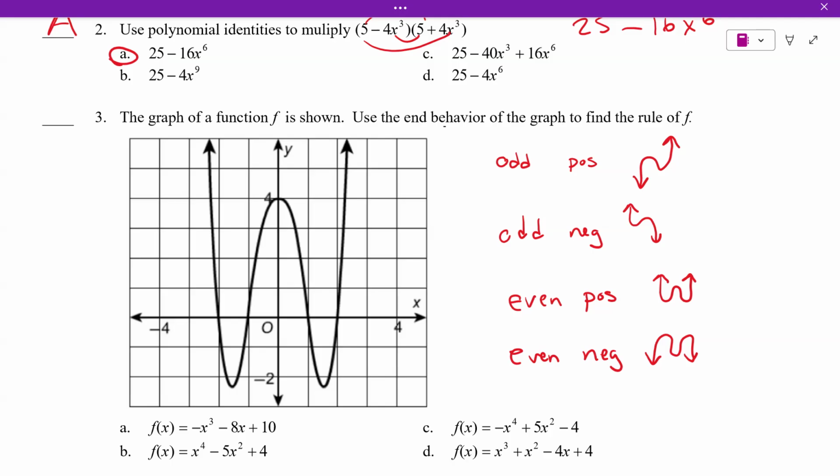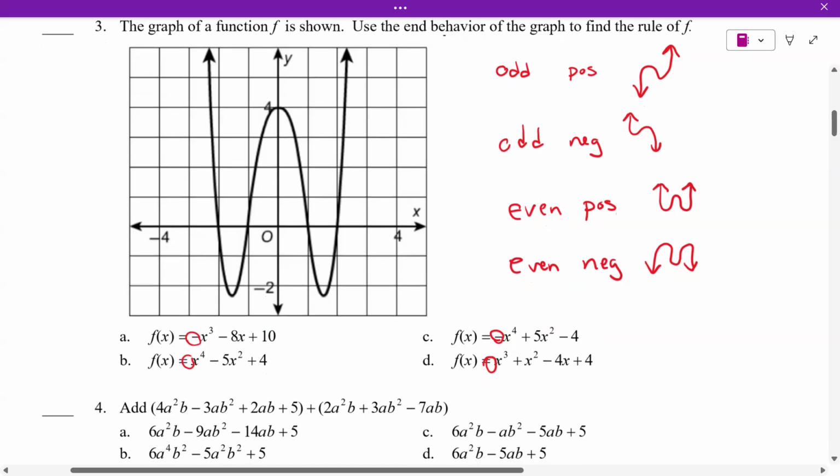Whatever sign the highest power has determines the end. This highest power is a negative sign. This highest power is a negative sign. This highest power is a positive sign. This highest power is a positive sign. If it's positive, it'll end going up. If it's negative, it'll end going down. Positive ends going up, negative ends going down. That's where it ends. Okay?